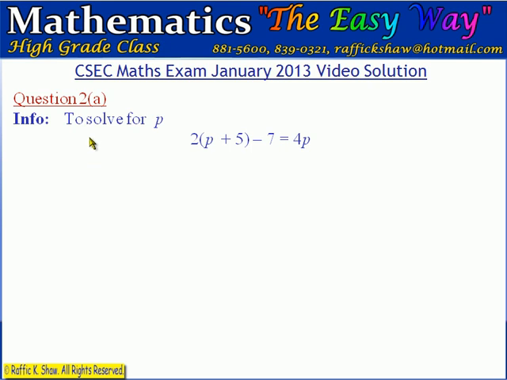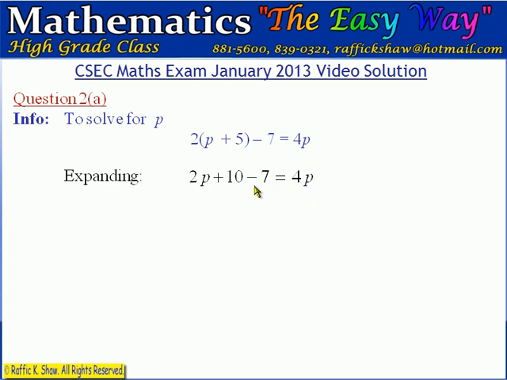We're now at question 2A of the CSEC Math January 2013 video solution, and we are given this to solve for P. So basically we want to make P the subject, and the first step here is to expand this bracketed term so we can isolate the terms in P. And so expanding the bracketed term gives 2 multiplied by P is 2P, and then 2 multiplied by 5 is 10. This minus 7 comes back here, and on this side we have 4P.